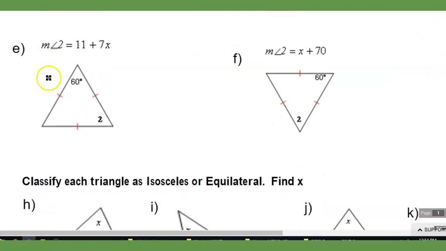The next row is just using the regular theorem, finding the angles. So for equilateral, that means we're equal angular. So all 3 angles are the same. So if this angle is 60 degrees, so is this one. Angle 2 is 60 degrees. And we can find out what x equals by subtracting 11 on both sides. That's 49. Divide both sides by 7. X equals 7.